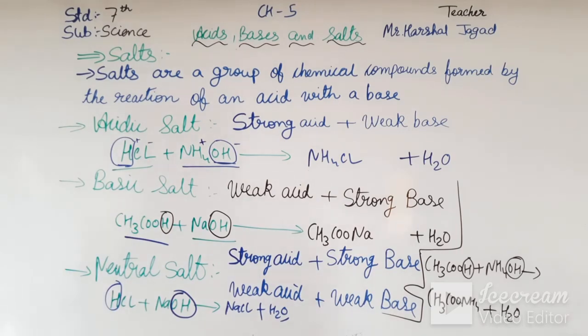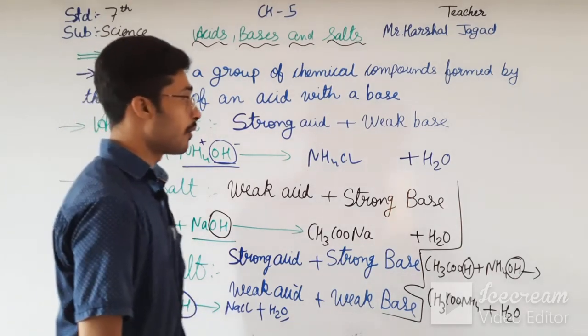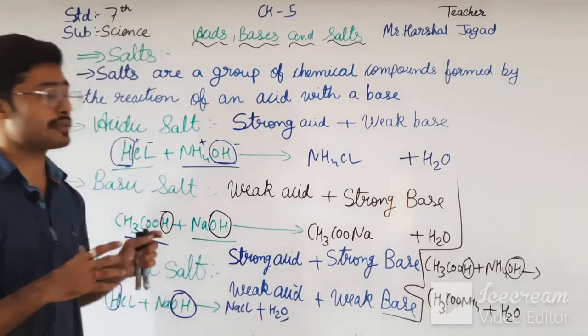See here in the acidic salt, HCl means hydrochloric acid, NH4OH, that is ammonium hydroxide, and NH4Cl. Okay students, and CH3COOH, that is acetic acid, and NaOH, that is sodium hydroxide, and we will get sodium acetate. Okay students, and in that way you can name this. Okay students, have you written down this?